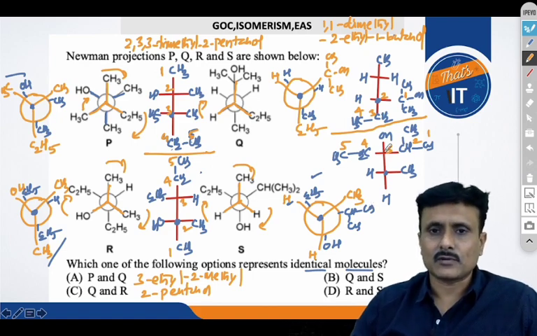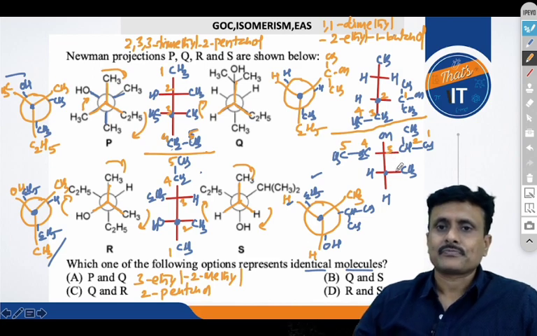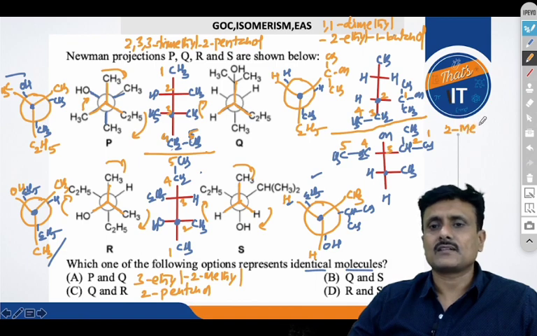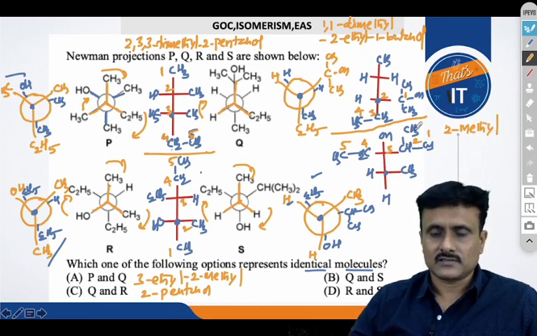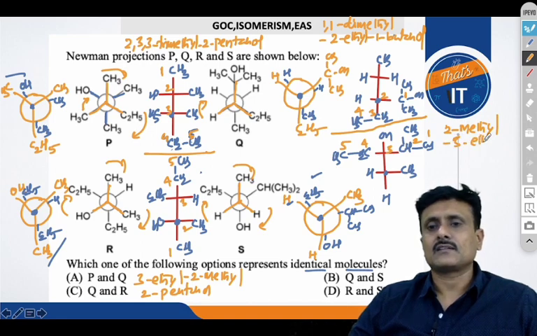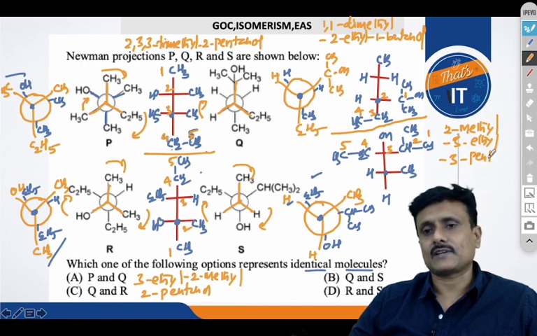Now we can see the name of this compound which I am writing. You can see that the compound is third position as ethyl, alright, and second position as methyl, alright. You can see the numbering. So it has 2 methyl. You can see the substitution, right? And then you have 3 ethyl and total number of carbon atoms are 5, right? Pentanol.